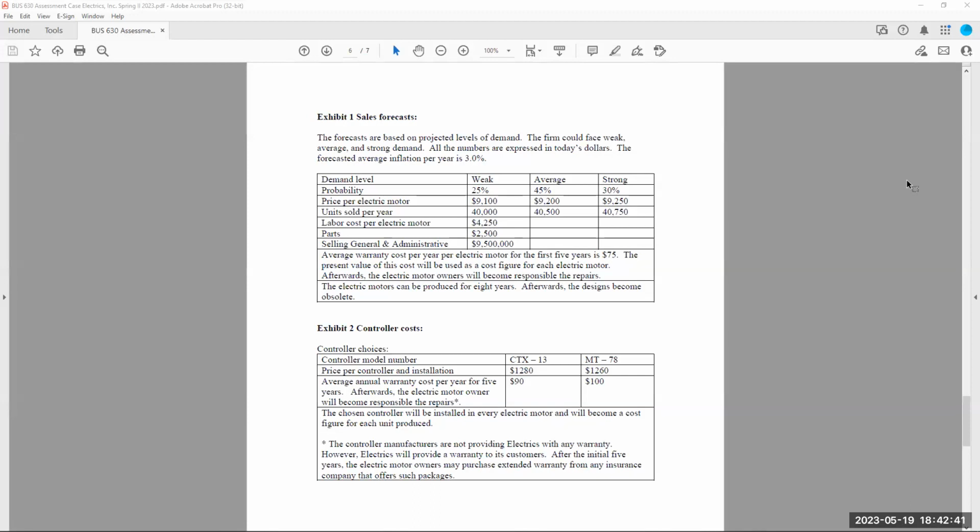The average or the base case is what you do the main analysis. Notice the average case has a $9,200 per unit sales with 40,500 units sold every year. That's a big number. The variable costs are labor costs per electric motor, the parts, $2,500, and if this is a CTX 13 analysis, the price of the controller, $1,280. So those are your 3 variable costs.